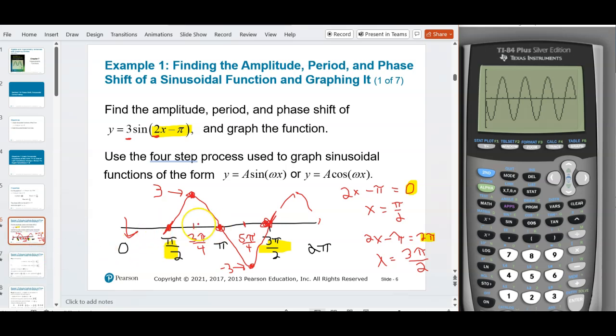So again, same 5 points like we did for the sine curve. It's just we have to find our new starting point and our new stopping point. And then, again, if you're using my method, you're splitting these in half, getting the midpoint, and then splitting them in half again.